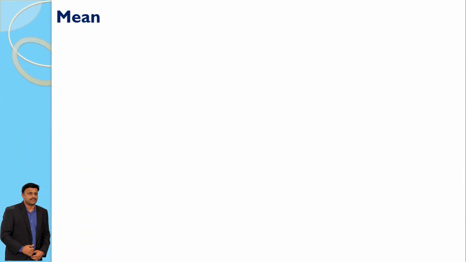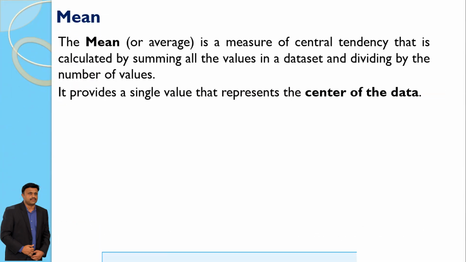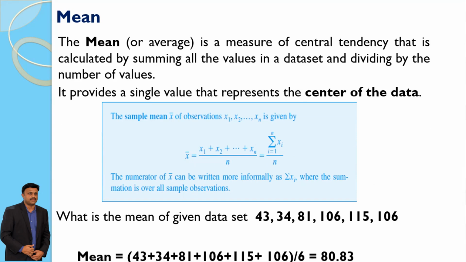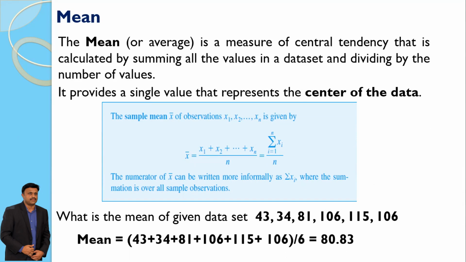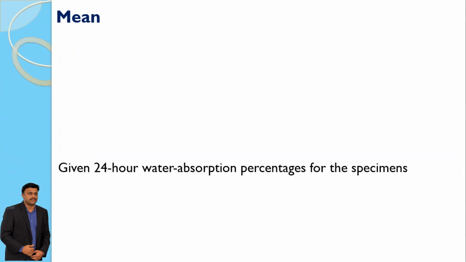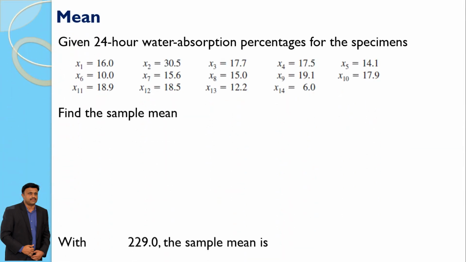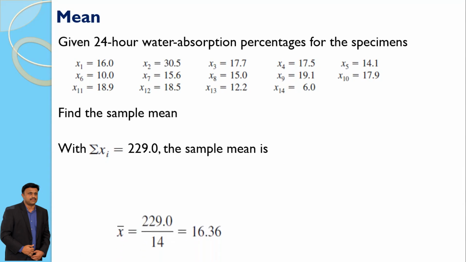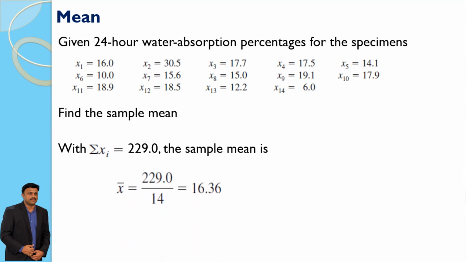The mean, or average, is calculated by summing all the values in a dataset and dividing by the number of values. It represents the center of the data. Given 24-hour water absorption percentages for specimens, we can find the sample mean by summing the values and dividing by the number of observations.